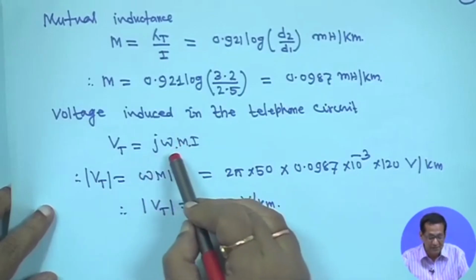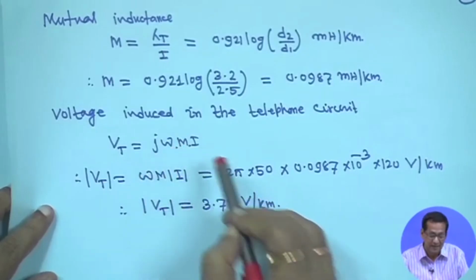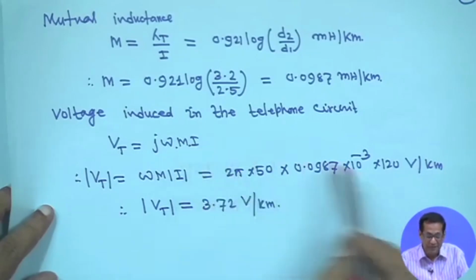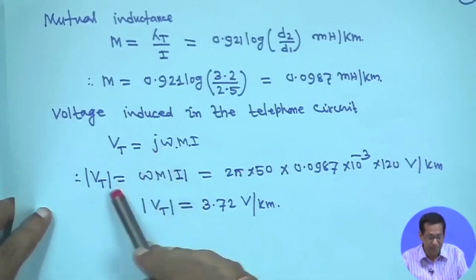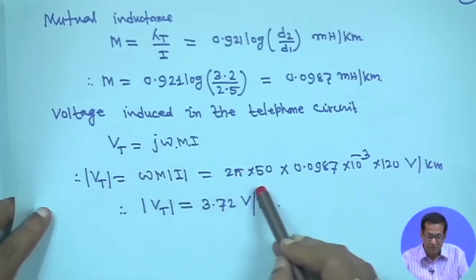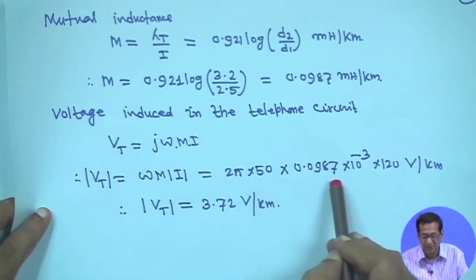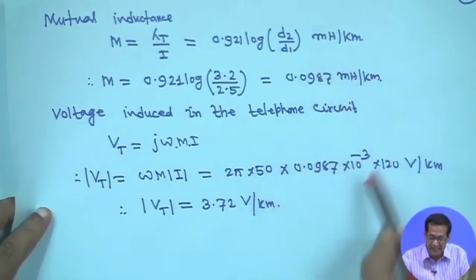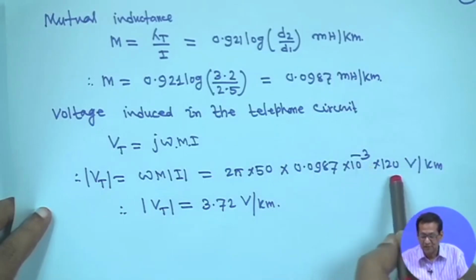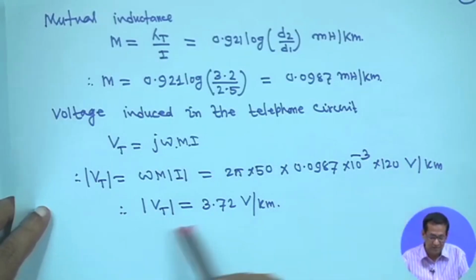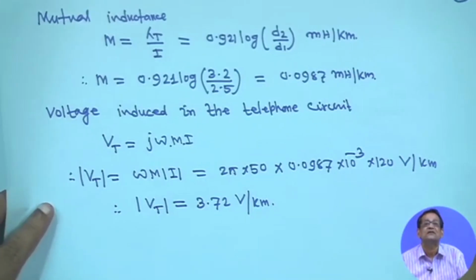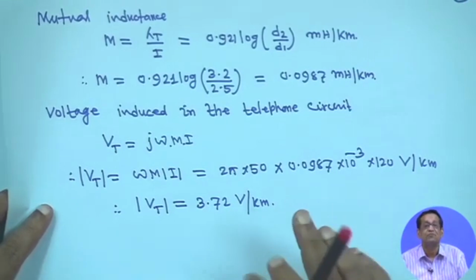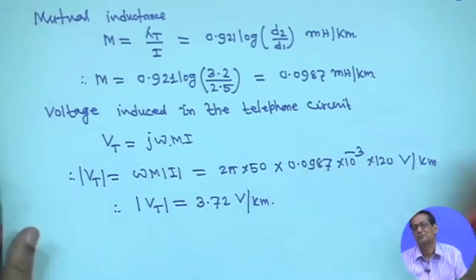So, Vt is equal to j omega M into I, right. I is given, I think 120 amperes is given, right. Therefore, we are putting only the magnitude, removing j, omega M into I. So, 2 pi into 50 Hertz system, 50 into 0.0987 into 10 to the minus 3, since milli is there, into 120, because current magnitude is 120 ampere, volt per kilometer. So, the voltage induced in the telephone line is 3.72 volt per kilometer. This is the answer. I hope you have understood this problem, right.